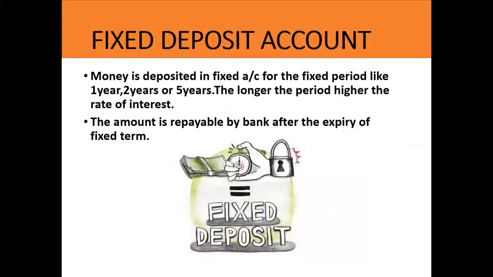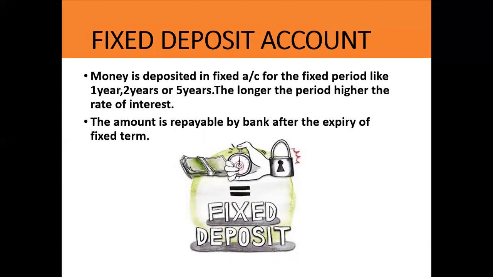The next type of account is the fixed deposit account, where money is deposited in a fixed account for a fixed period or fixed tenure. It can be 15 days to 1 year or 2 years or 5 years, depending on how much time the customer can spare that money to the bank. So the longer the period, the higher the rate of interest would be, right? Not always true, but yes, it is. And the amount is repayable by the bank after the expiry of the fixed term.